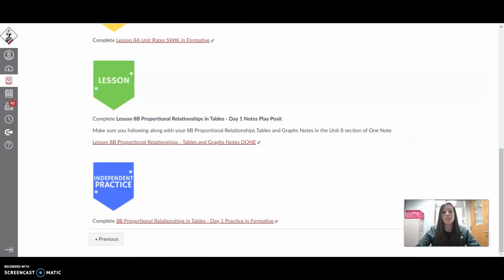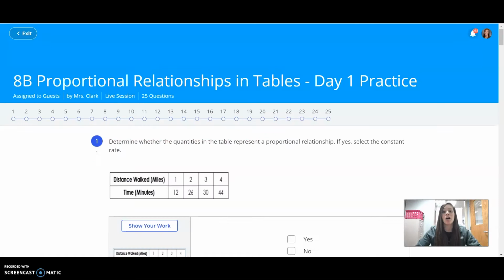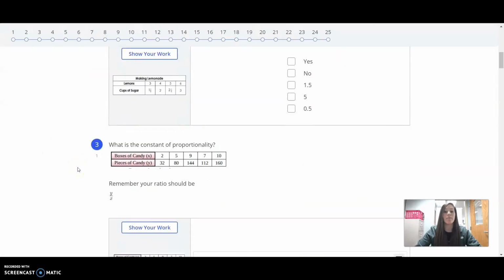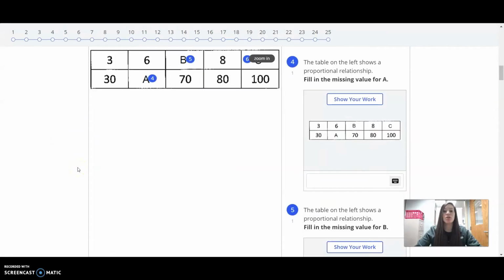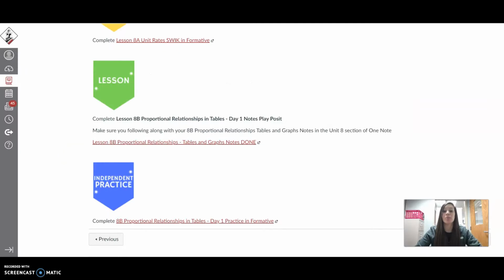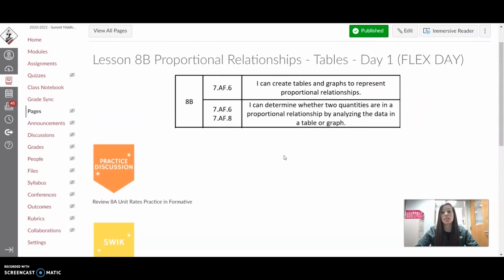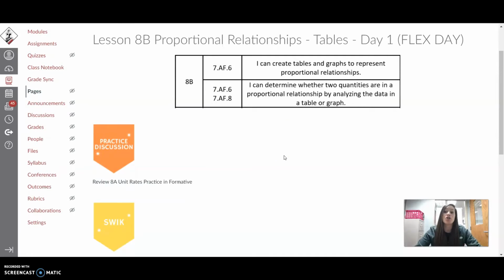Keep in mind with your Playposit, feel free to go back and rewatch your video as much as you need to, because in the video there are the same types of examples that you'll see on your homework assignment, where we tell if it's proportional or find some missing values in the table. Those are all questions that you'll learn in your Playposit. As always, if you're stuck on something, or need some help, or just have a question, shoot me a Canvas message.